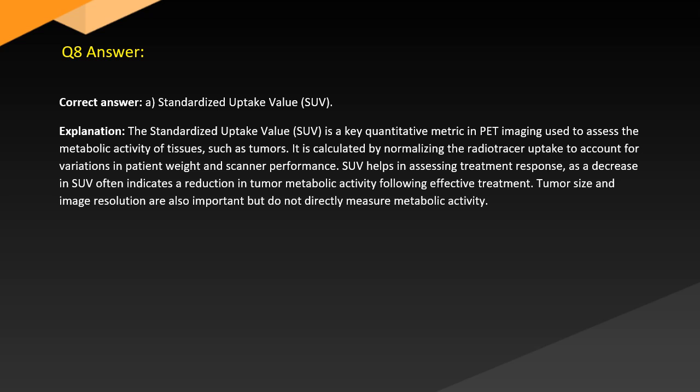Answer. Correct answer: A. Standardized uptake value (SUV). Explanation. The standardized uptake value (SUV) is a key quantitative metric in PET imaging used to assess the metabolic activity of tissues such as tumors. It is calculated by normalizing the radiotracer uptake to account for variations in patient weight and scanner performance. SUV helps in assessing treatment response, as a decrease in SUV often indicates a reduction in tumor metabolic activity following effective treatment. Tumor size and image resolution are also important but do not directly measure metabolic activity.